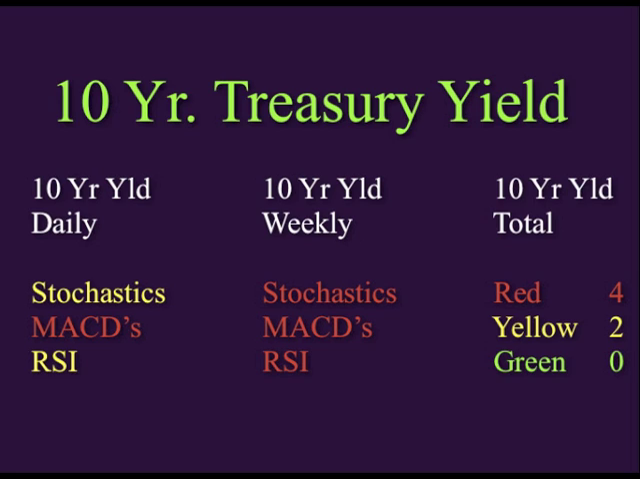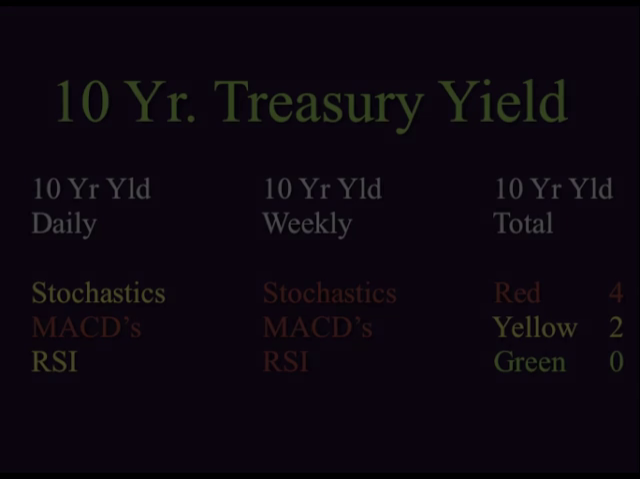Over on the weekly charts, it was real easy. Stochastics, MACDs, and relative strength index indicated that we're going to go significantly lower in interest rates. We gave them a red mark. Overall, we had 4 red marks, 2 yellow marks, and 0 green marks for the 10-year Treasury yields. That means interest rates are going down and prices are going up, so money is flowing into treasuries.